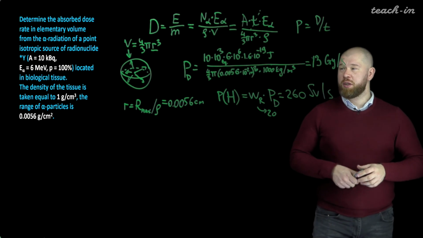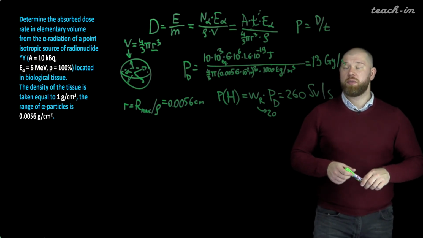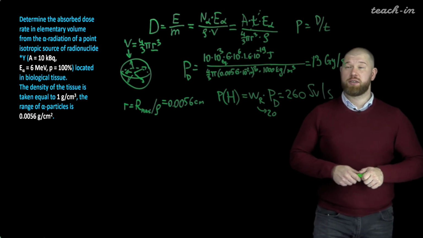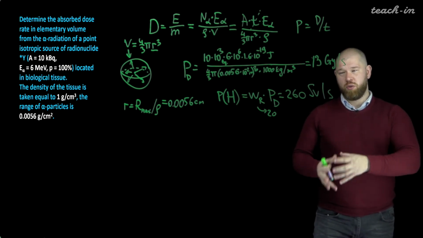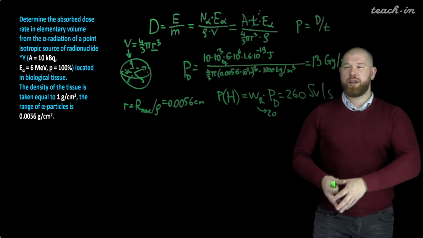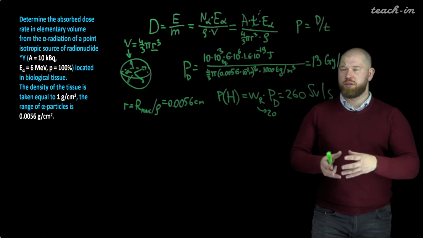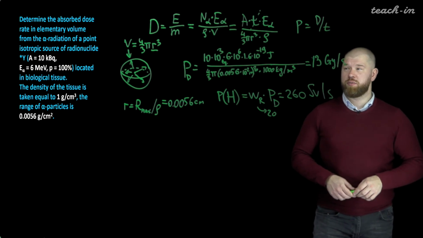That's why alpha emitters can be used for treatment of cancer diseases to kill the cancer cells, because again, locally the dose rate will be very high, enough to kill all the cells around this source of radiation.